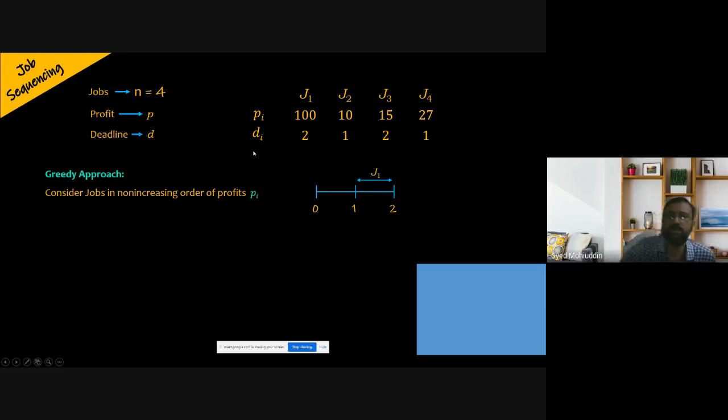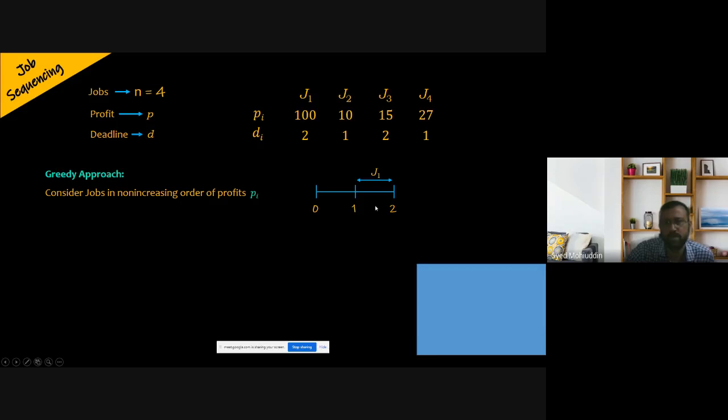So what is the first job with maximum profit? It's job 1 with 100 as the maximum profit. What is its deadline? 2. That means it can be completed till 2, not beyond 2. So we will schedule this job in the slot of 1 to 2. So job 1 is scheduled in the slot 1 to 2.